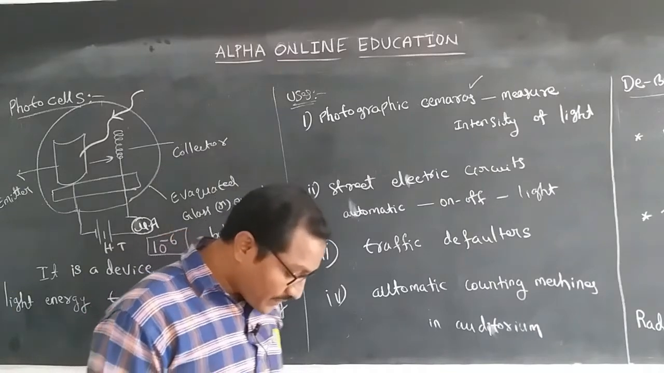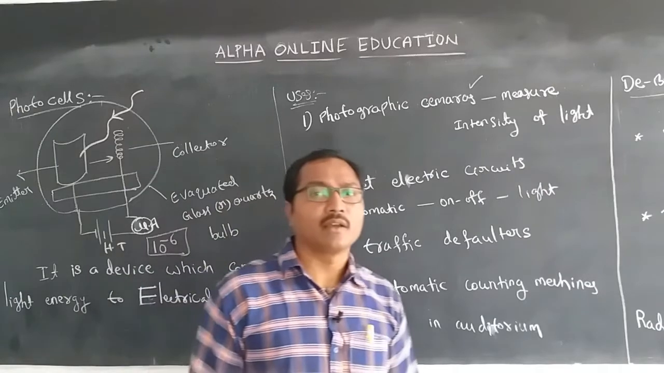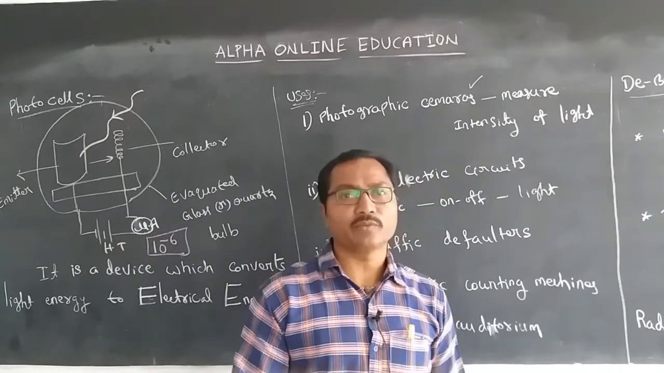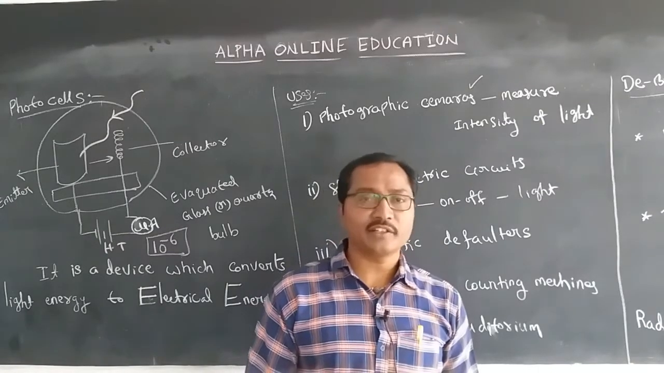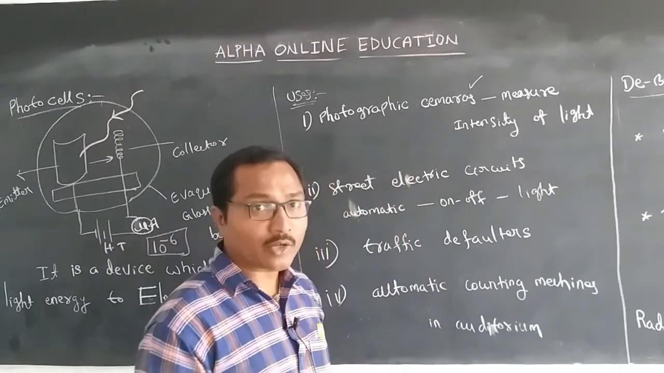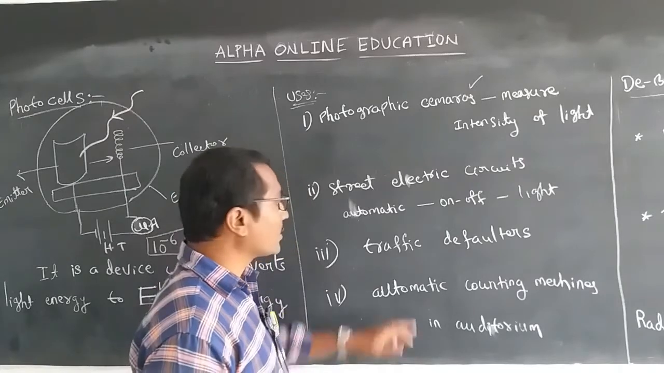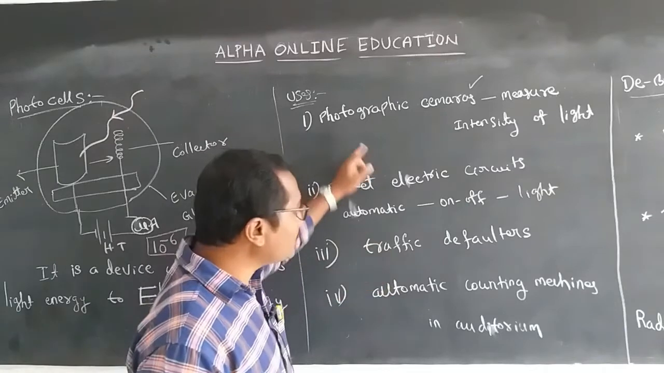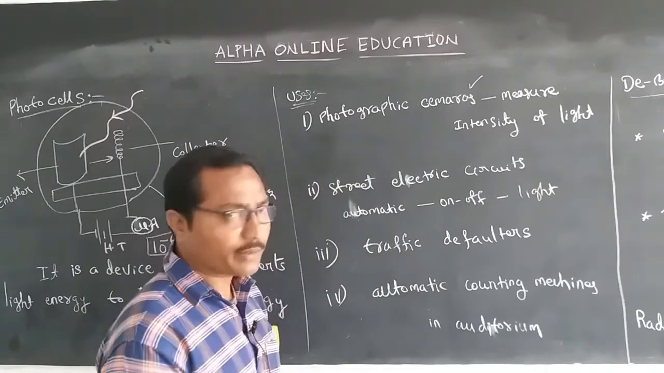And next case, traffic defaulters. For example, when the red light is on, we have to stop there. When the green light is on, we have to move. And some people move even in case of a red signal. At that time, those who are jumping the signals, crossing the traffic rules, we immediately catch them by using these photo cells. That is called one of the traffic defaulters we find.